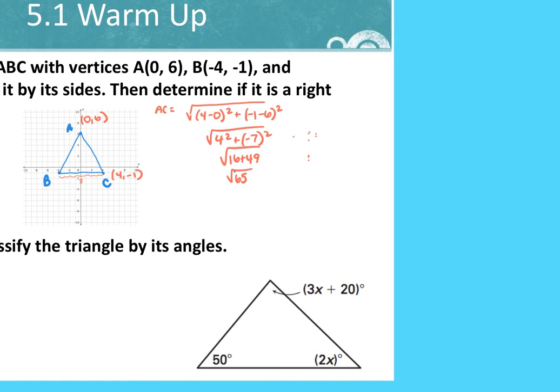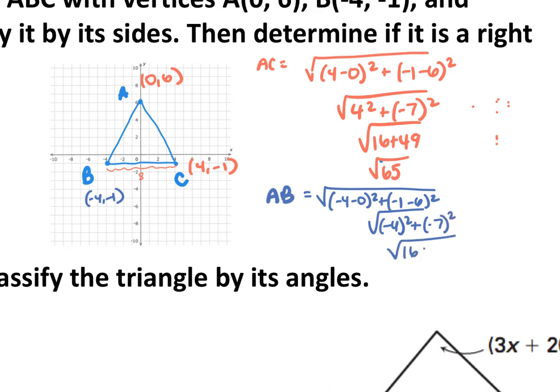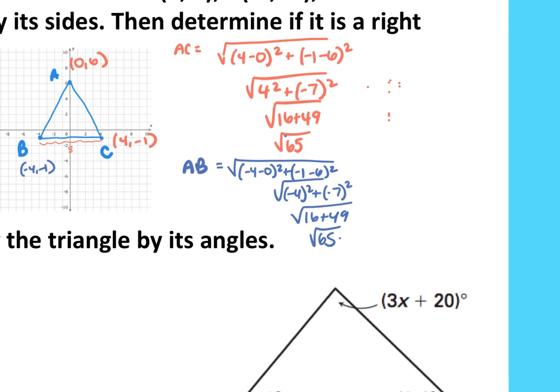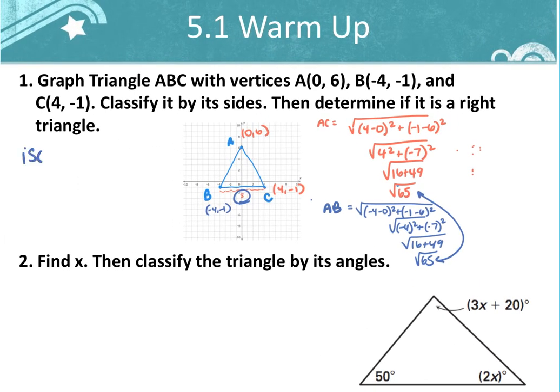Okay, but now I want to find AB. So now I'm using (-4, -1) and (0, 6). So I get the square root of -4 minus 0 squared plus -1 minus 6 squared. Square root of -4 squared plus -7 squared. Square root of 16 plus 49 again, which is square root 65. So because these are the same and the other side is 8, I would classify this as an isosceles triangle.